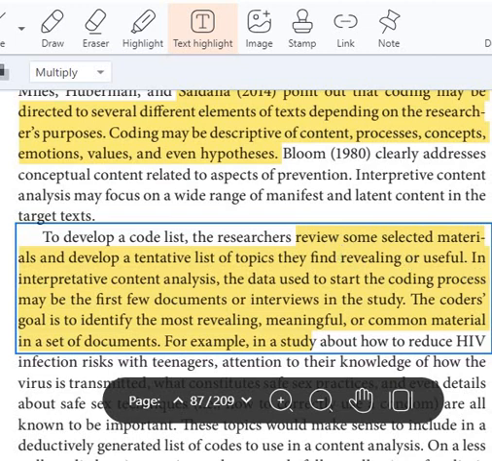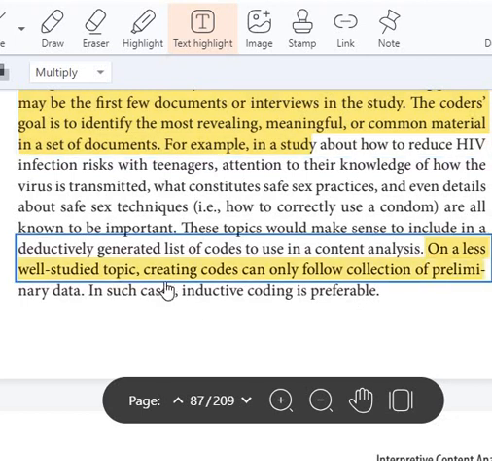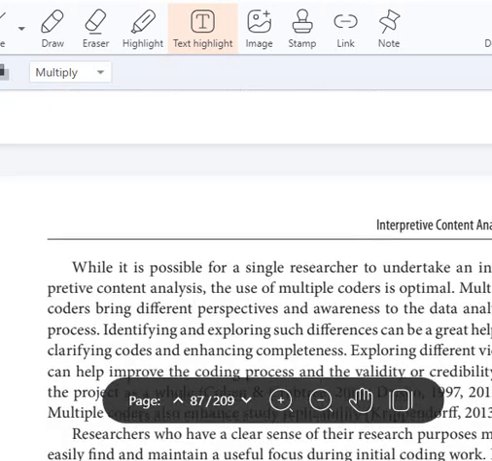Okay, the last thing to say here on this matter is that on a less well-studied topic, creating codes can only follow collection of preliminary data. In such cases, inductive coding is preferable. So we depend on the inductive coding. Okay, let's move on now to the context and coding, this part.